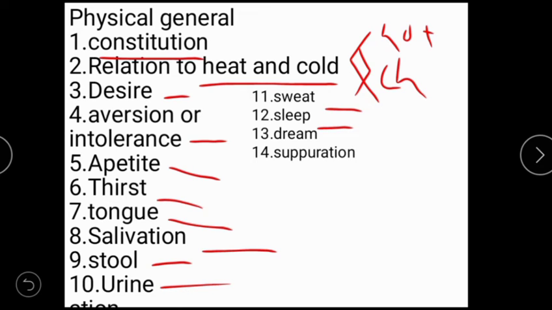Then dream, meaning the sleeping habit. Is the patient having good sleep, or does the sleep break down after some time? Then suppuration, such as in chamomilla, from the eye or ear there is acrid suppuration, a pus-like substance which is foul smelling. The pus is called suppuration. Then this is the physical general.